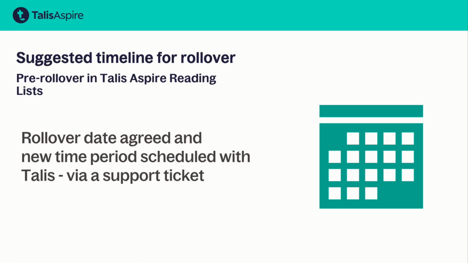So the first thing you want to do is agree on a rollover date and a new time period, and get that scheduled with us by messaging us at support@talis.com. We'll be able to get that new time period in for you. We'll be able to add that rollover date to the calendar. And if we think there's likely to be any clashes, or if we think that maybe too many people are rolling over on the same day, we'll keep you posted on that. But like I say, we've never had an issue with that before. We just want to make sure that that continues to be the case for you. So do raise a support ticket with us to let us know.